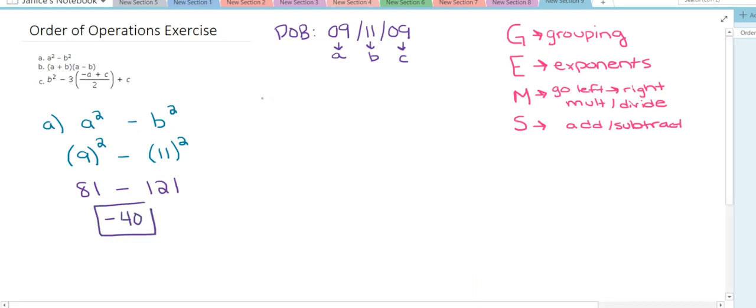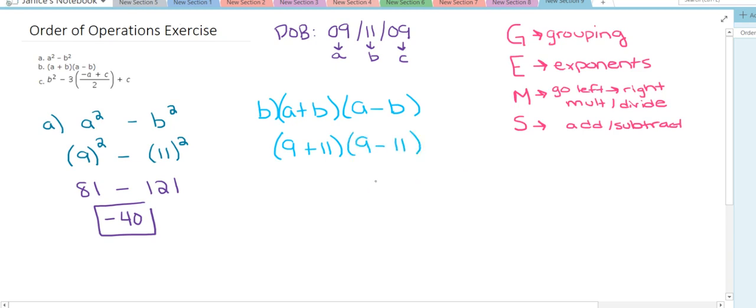Okay, let's go on to B. So we have A plus B in parentheses, and then times A minus B. So we're plugging A and B in again. So I have A is 9 and B is 11. So I'm going to have 9 plus 11, and then 9 minus 11. So I set that up. Then I'm going to go inside my grouping symbols and do what I can do. So inside this grouping symbol, I can add. 9 plus 11 is going to give me 20.